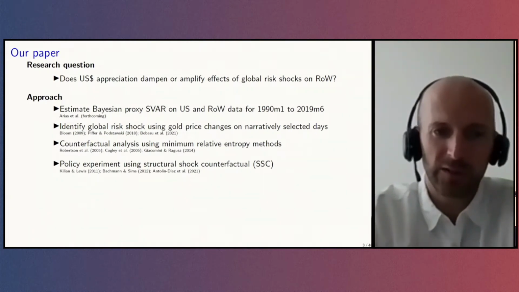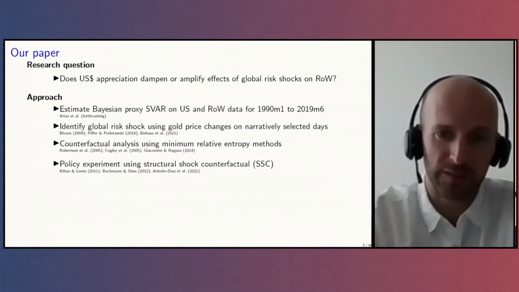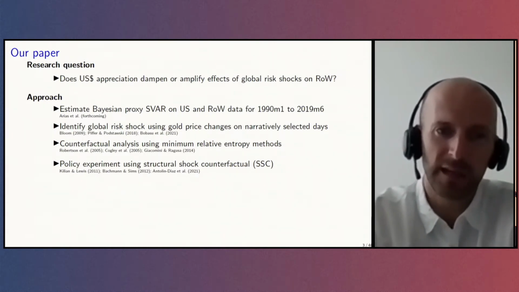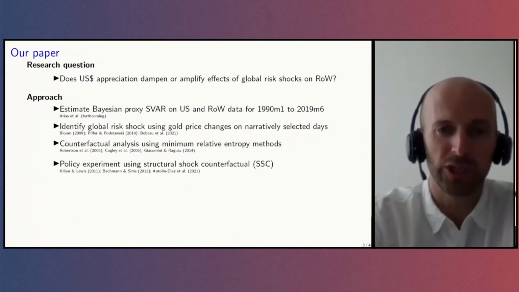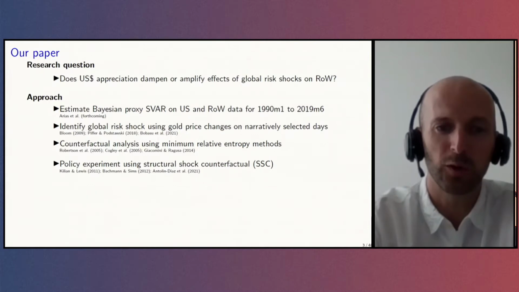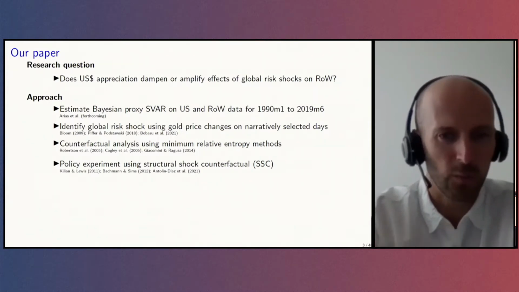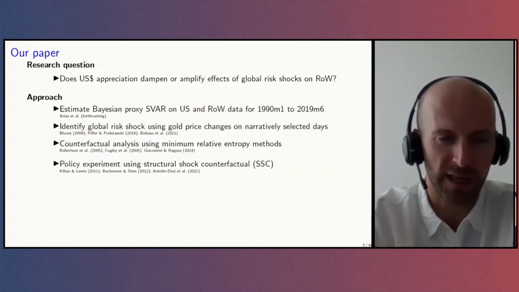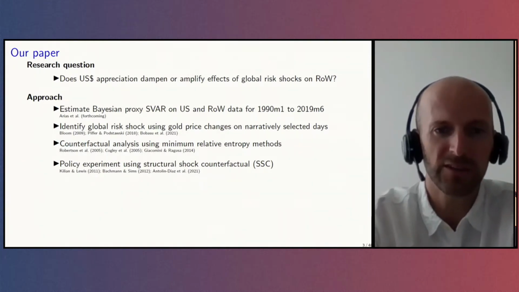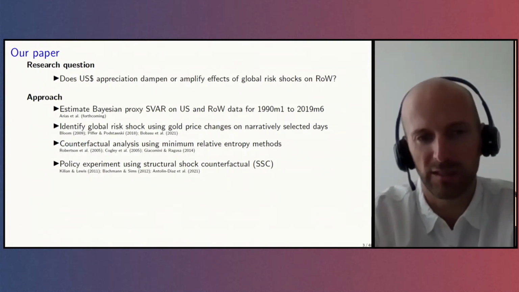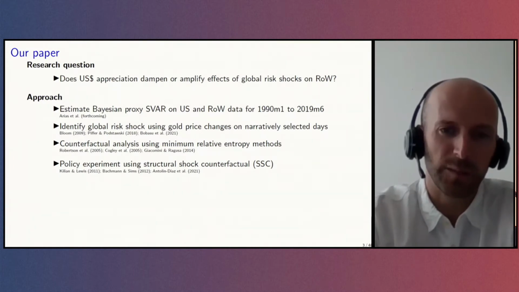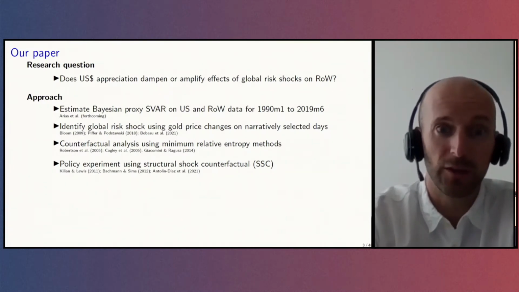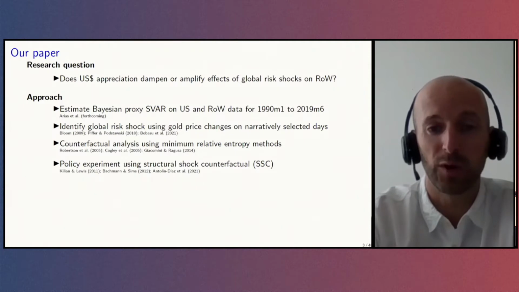And then we carry out counterfactual analysis based on minimum relative entropy methods in this Bayesian proxy structural VAR framework. The idea here is that we can gauge the role of dollar appreciation for the transmission of global risk shocks by comparing two sets of impulse responses, one from the baseline, which reflects what has been going on in the data over the last 30 years, and one which is the counterfactual, characterized by the dollar exchange rate not appreciating in response to global risk shocks. Okay, so that's going to be the core of our paper.